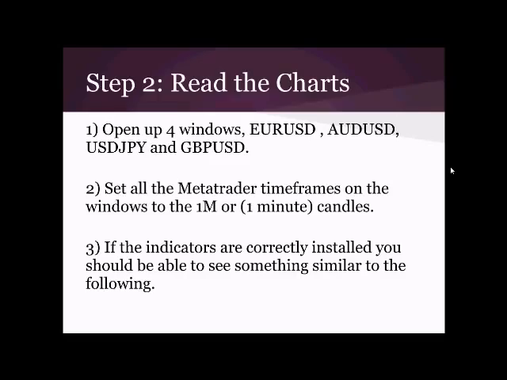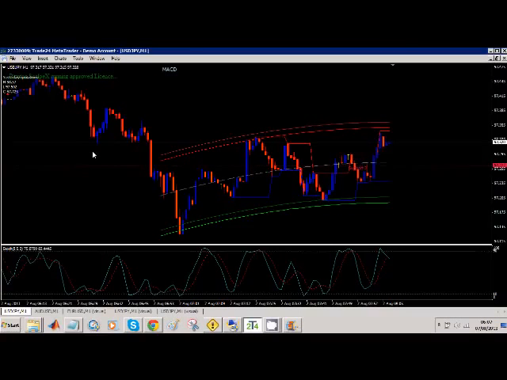So if the indicators are correctly installed, you should be able to see something similar to the following. So here we have a chart. This is the Forex breakthrough chart. So you've got here, if you follow my mouse, the red lines. This is the resistance line. You've got the first resistance line and the second resistance line. And if you look at the lines at the bottom, you've got your support lines. This, of course, is the price action.